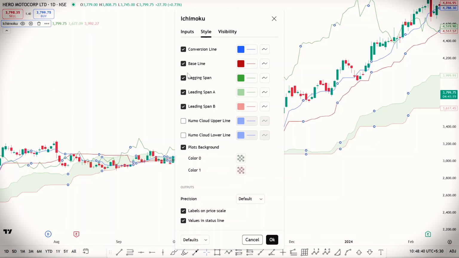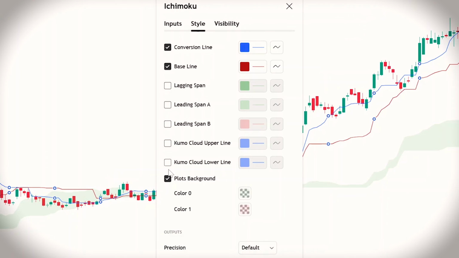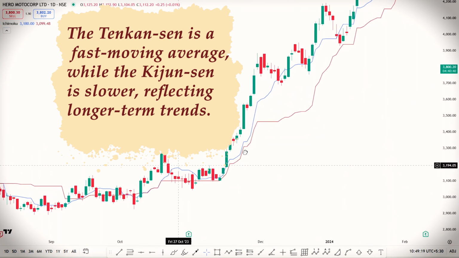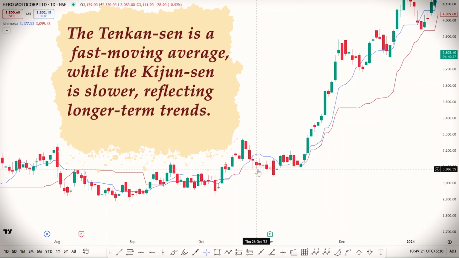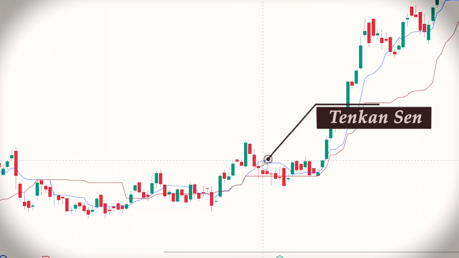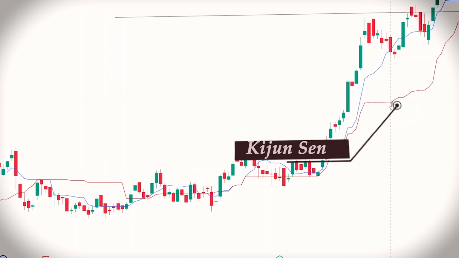For today's video, we want only the conversion line and baseline. The remaining 3 indicators, which are lagging span, leading span A, leading span B, and the flat background, which is the combination of span A and span B, and it's not an indicator. So we'll disable all these things. We'll just untick that and click on OK. Now only 2 indicators are enabled, which are Tenkan-sen and Kijun-sen. Tenkan-sen is fast moving and Kijun-sen is slow moving. The blue line which you see here is fast moving, called the Tenkan-sen or conversion line. And the red line which you observe here is the Kijun-sen or baseline.